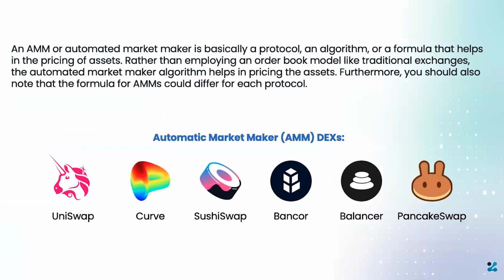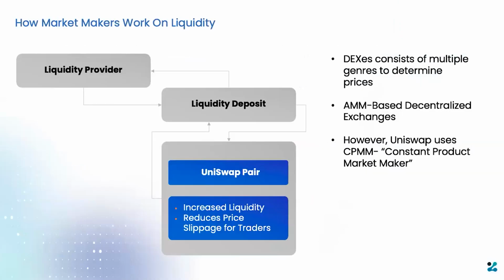Examples of automated market makers are Uniswap, SushiSwap, PancakeSwap. Bancor and Balancer are also among the most popular decentralized exchanges which are based on AMM. Now, how does the AMM model work? The AMM model works on a liquidity basis.